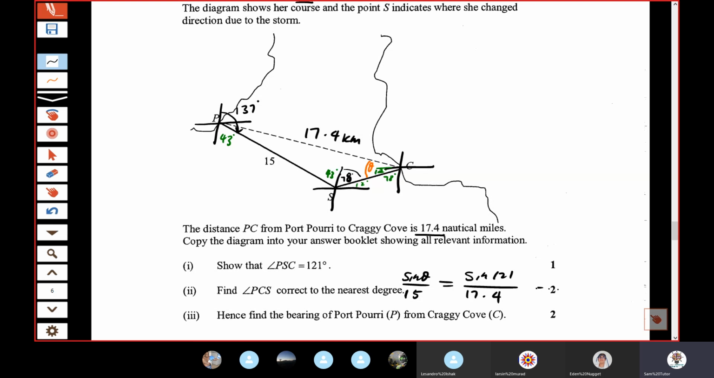Well, we need the answer. Can someone tell me the answer for theta? 48. 48 degrees. Should we trust him?